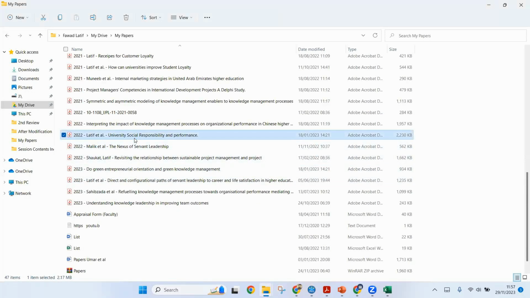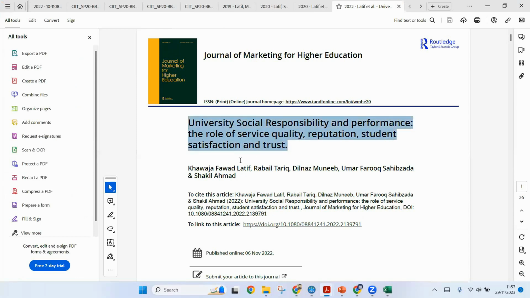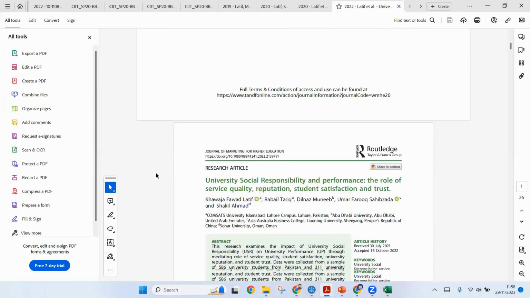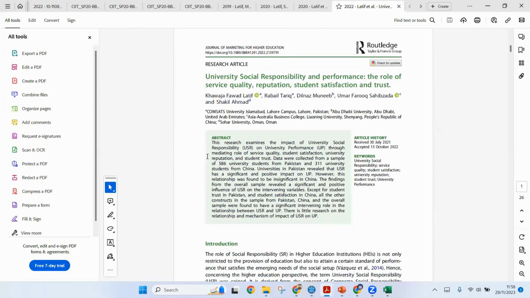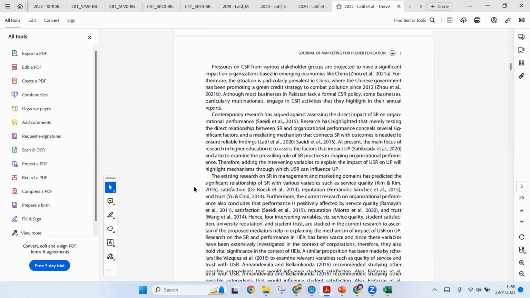Okay, here it is. Now, here is a paper in which I used a higher order reflective formative construct. The paper was published in November or December 2022, last year actually, not recently now. It was on university social responsibility and performance, the role of service quality, reputation, student satisfaction, and trust. University social responsibility was taken as a higher order construct that had 4 subdimensions.